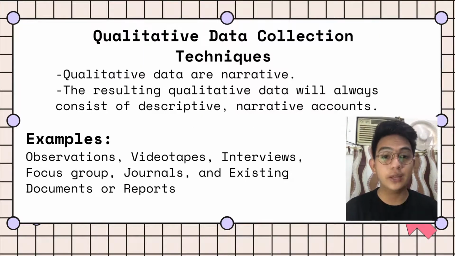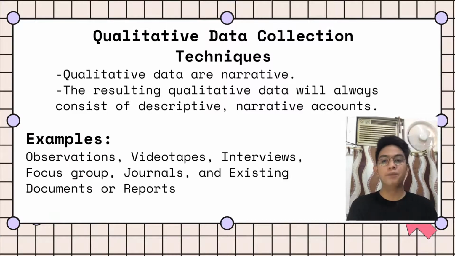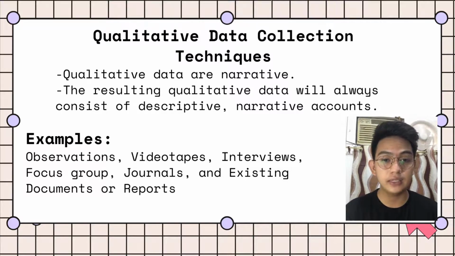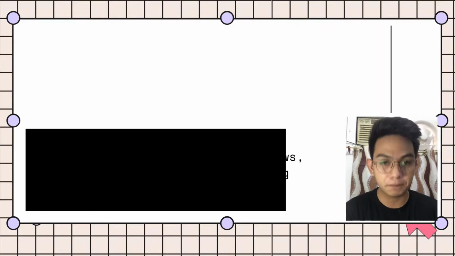Now let's proceed to the qualitative data collection techniques. Qualitative data are narrative, meaning the data themselves are words. Now, these words may appear in the form of interview transcriptions, journal entries, observational notes, and or existing documents or reports. They may be collected using a variety of techniques, but it is also important to remember that the resulting qualitative data will always consist of descriptive narrative accounts. And a few of these are observations, videotapes, interviews, focus groups, and or existing documents or reports.